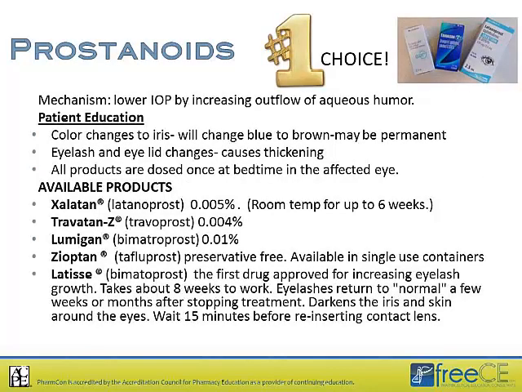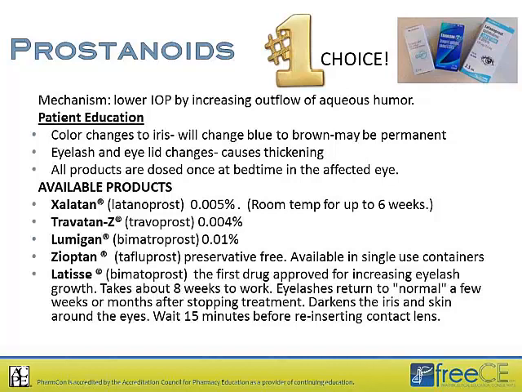Prostanoids, they're the go-to drug for topical treatment of glaucoma. They are number one, first choice, pretty much hands down. And they lower IOP by increasing outflow of the aqueous humor. What are we going to tell our patients? Well, these can change the color of the iris. It'll change the iris from blue to brown, or it'll make light eyes even darker. It'll also cause eyelash and eyelid changes. It can cause some thickening and darkening as well. And all products are dosed once a day at bedtime in the affected eye.